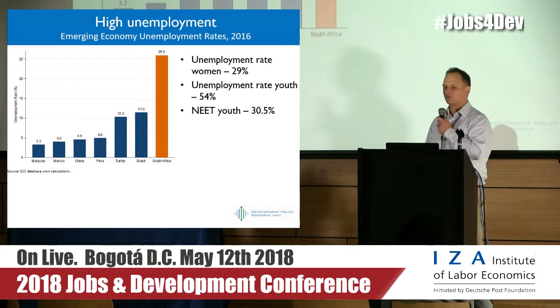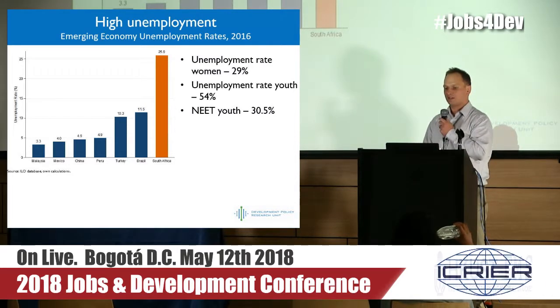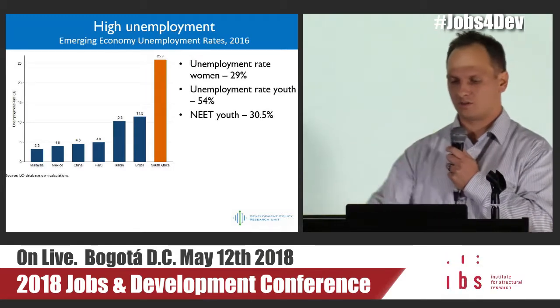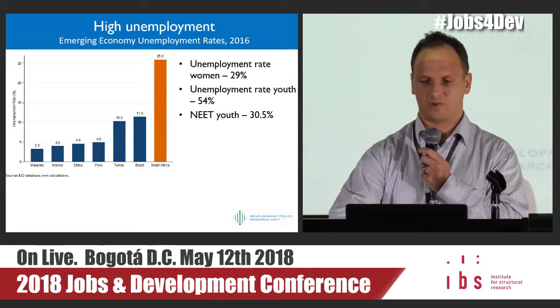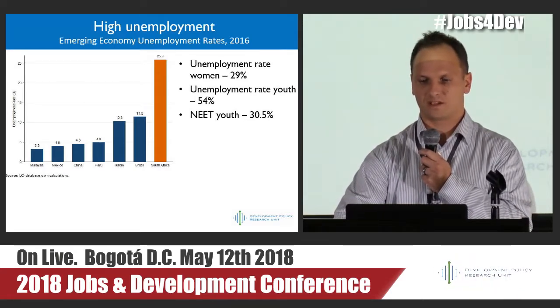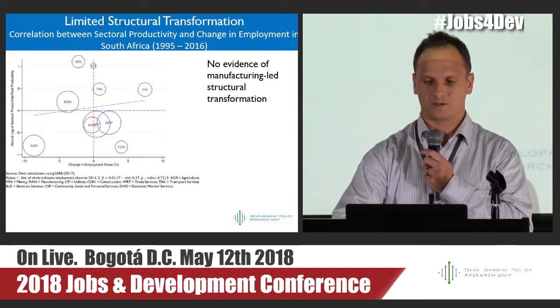The unemployment rate for women is disproportionately higher, 29%, and the unemployment rate for youth, defined as 15 to 24, is 54%. And your youth who are not in education, employment, and training, that's at 30.5%, which is also relatively high. I don't have the comparative graph. So unemployment's really a big problem in South Africa. So we've got to generate the structural transformation to change that.